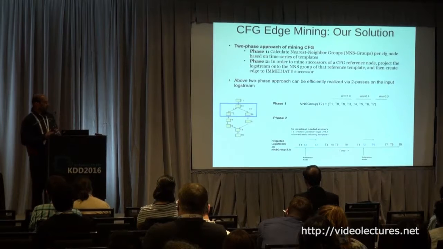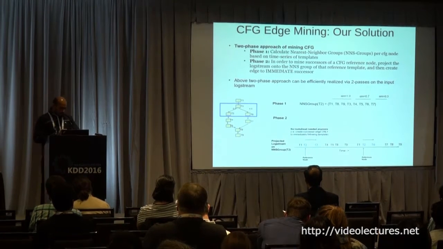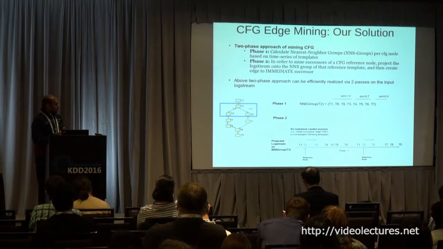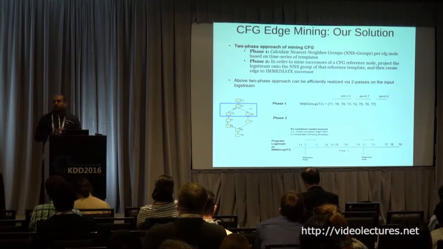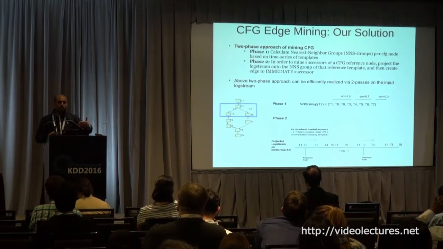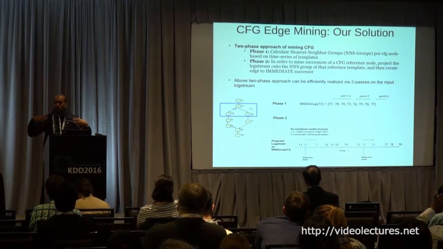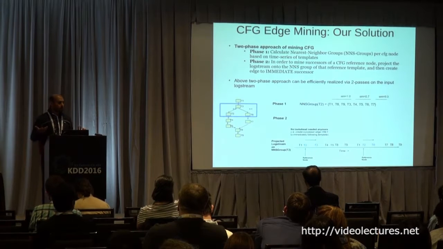So, a gist of our solution approach. The high-level approach is this: because of interleaving, the key problem is that you do not know whether the next line is a genuine successor or some random log line. That's the genuine reason why you're struggling with this problem, right?